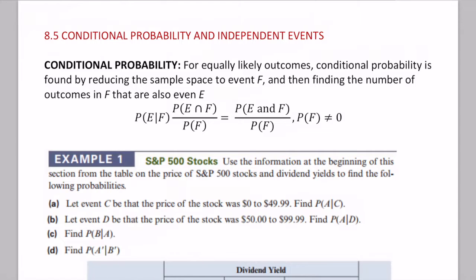Conditional probability. For equally likely outcomes, conditional probability is found by reducing the sample space to event F and then finding the number of outcomes in F that are also in E. Therefore, this is what we have. Okay? So let's see how we can tackle this.